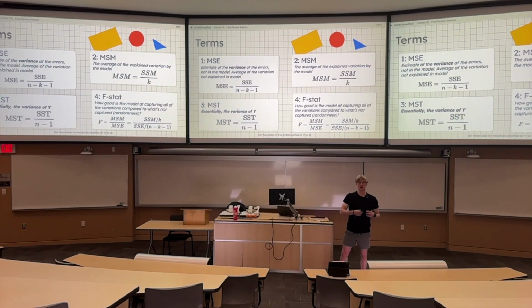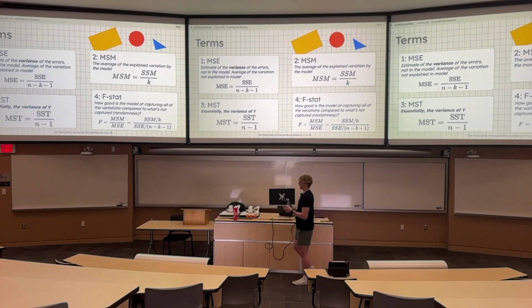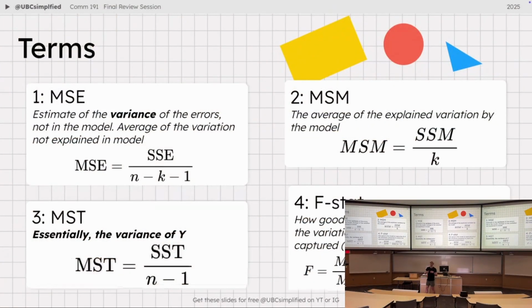Now, you take those and you divide each term by their respective degrees of freedom, and you get a few different terms. So this is like the mean of squared errors. This is essentially the estimate of the variance of the errors, which are not in the model.